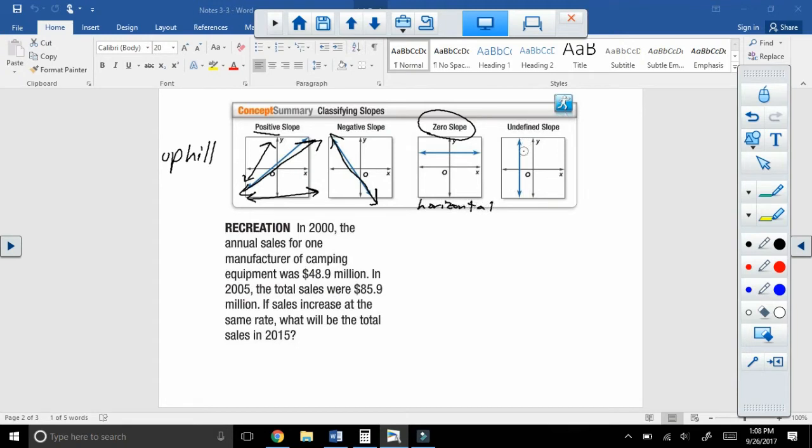And undefined slope, or if you would like to write no slope, I've had students tell me that's what they've learned in the past. Those are the same thing. I prefer the word undefined. That would be your vertical line.